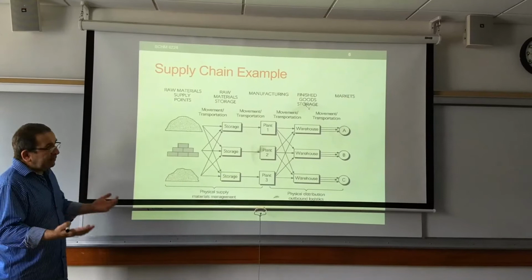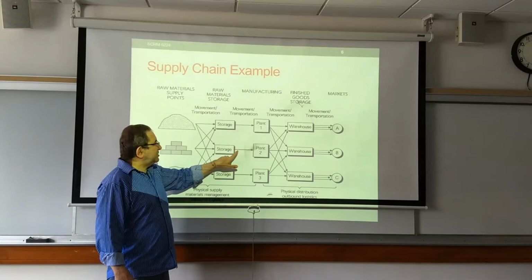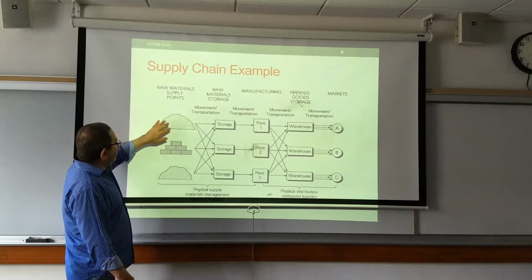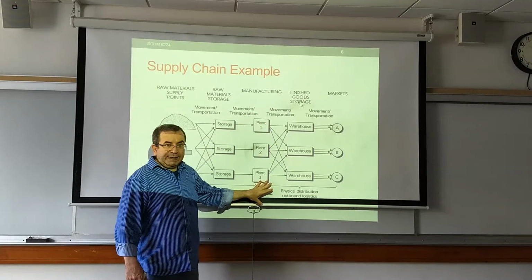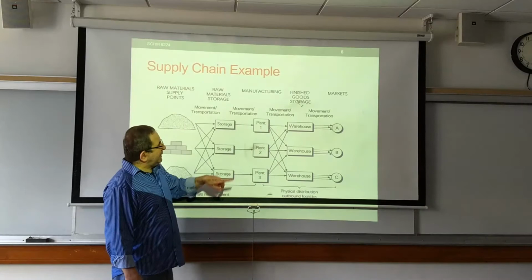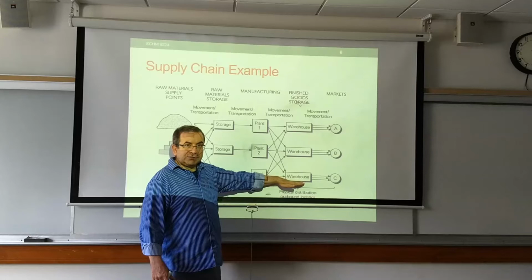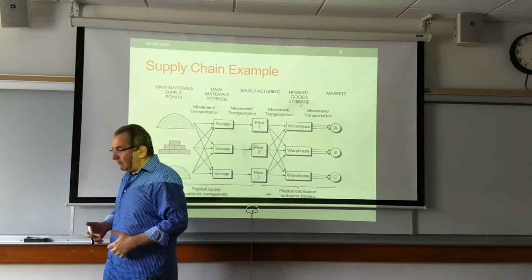Here's a more complicated supply chain. Let's say you have three manufacturing plants, for example, and each manufacturing plant has its own warehouse. And these warehouses have the raw materials needed for the production. And you have different raw materials here. The suppliers ship raw materials to the warehouses, and then the warehouses supply the plants. And each plant ships its products to regional warehouses. These are finished goods warehouses, distribution centers. And each warehouse services a different geographic region, maybe a different city. This is a more complex example of a supply chain.